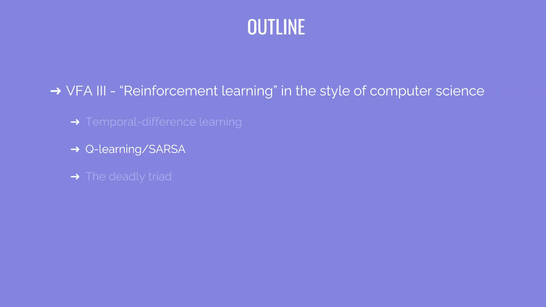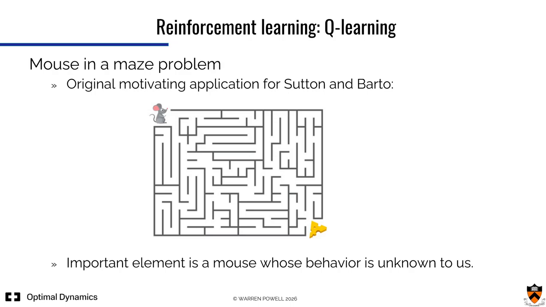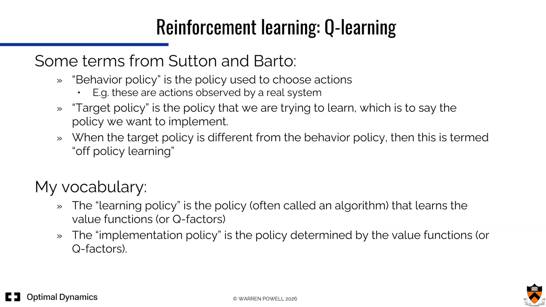So I want to talk briefly about Q-learning and SARSA. Q-learning was one of the early algorithms developed by Sutton and Barto. In reinforcement learning, a Q factor is the value of being in a state and taking an action. So I have to cover some basic language that Sutton and Barto came up with.